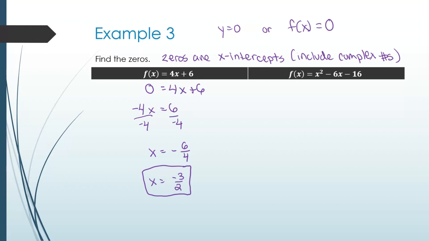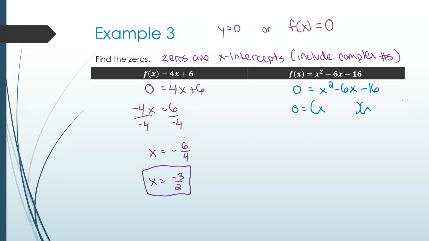Second example here, I have a quadratic, x squared minus 6x minus 16. So f of x is just the y value. What we care about are the x's. We're finding the zeros, so we're setting f of x equal to 0. You're setting your equation equal to 0. So now we're solving a quadratic equation, which uses the techniques from 1.4.